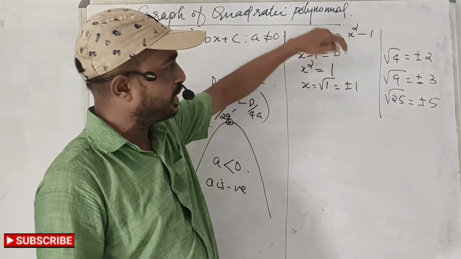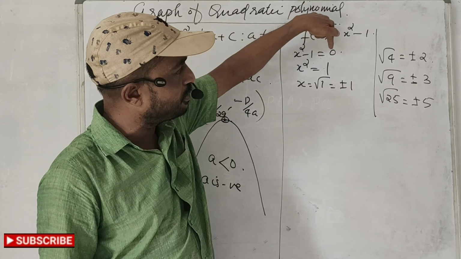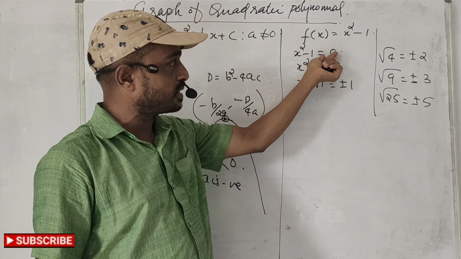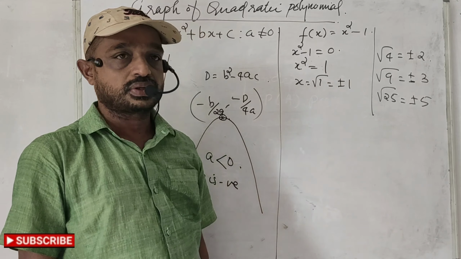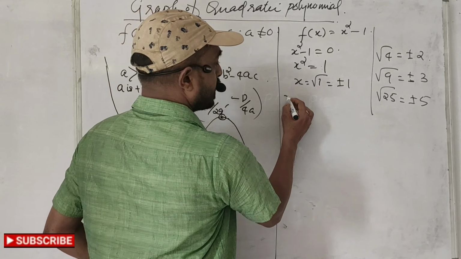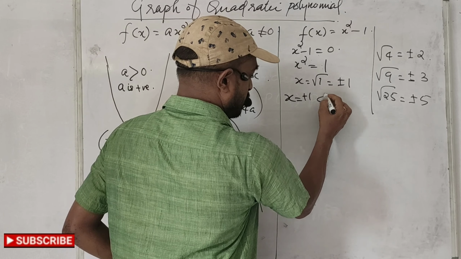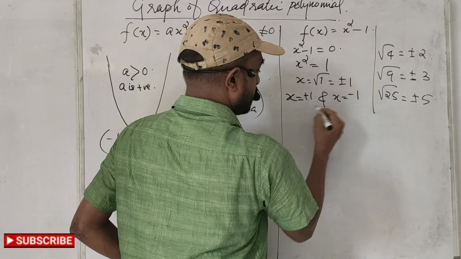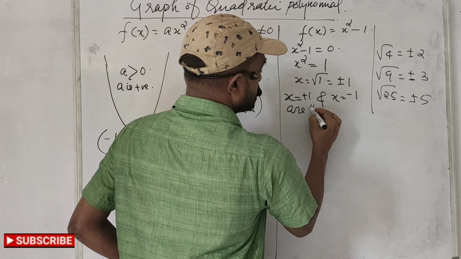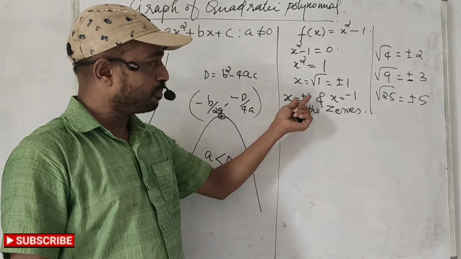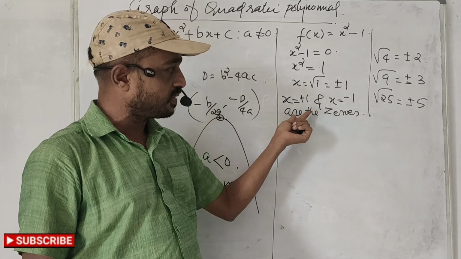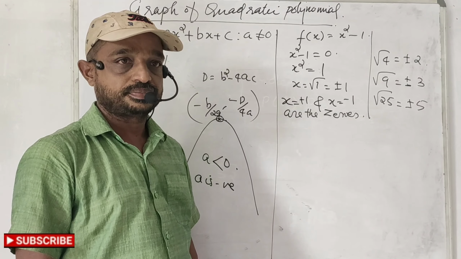To obtain the zero of a polynomial algebraically, just equate the given polynomial to 0. Here it is x² - 1 = 0, or x² = 1, or x = root 1, that is plus or minus 1. That means x = +1 and x = -1 are the zeros of the polynomial.